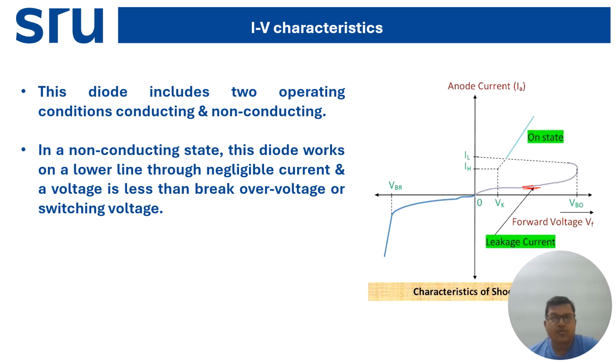This diode has two operating conditions: conducting and non-conducting. Obviously, either it will conduct or it will not conduct. Conducting means the on condition, non-conducting means the off condition. In the non-conducting state, the diode works on a lower line with negligible current, and the voltage is less than the breakover voltage or switching voltage. So what is breakover voltage? Here at this point you can see the breakover voltage.